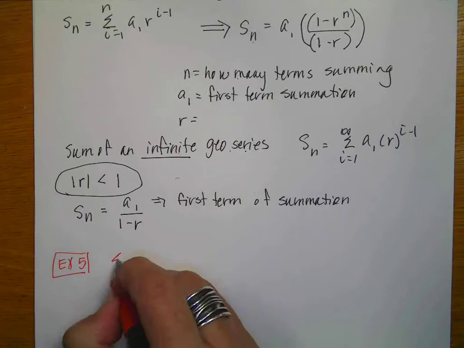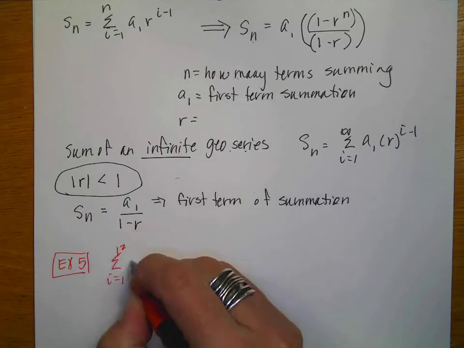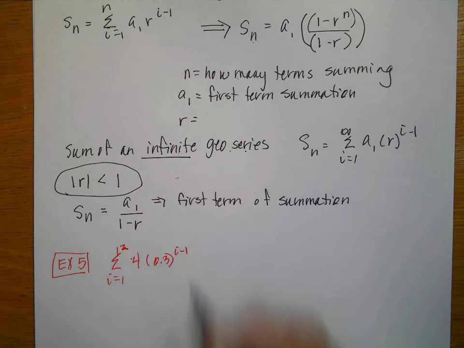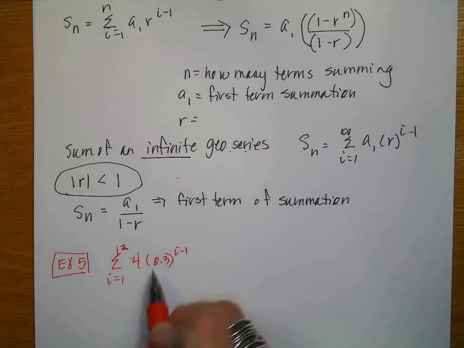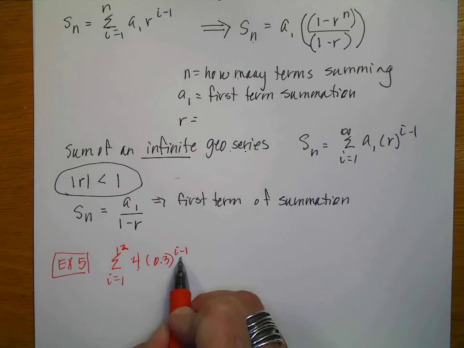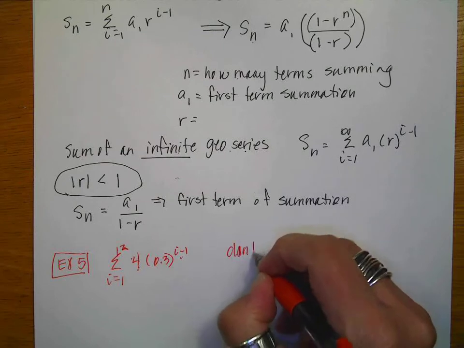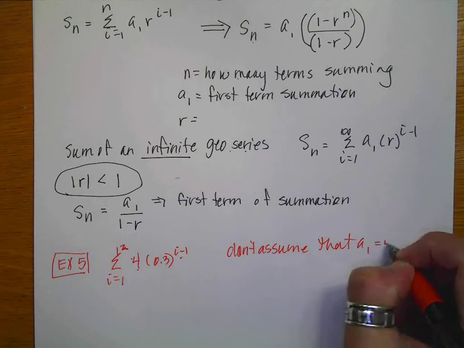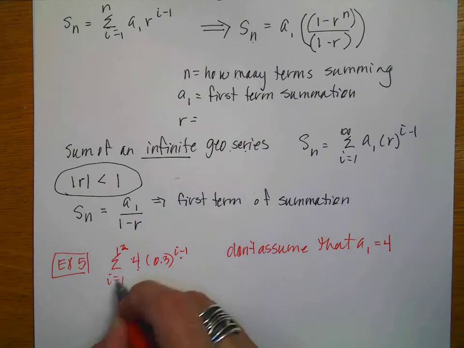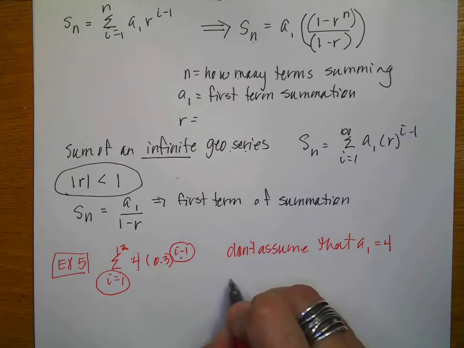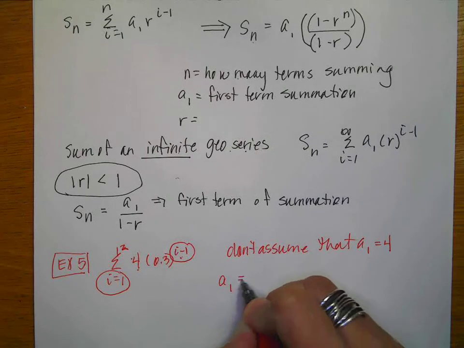So let's do an example. I think we're on example number 5, and I want to sum i equals 1 to 12 of 4 times 0.3 to the i minus 1. Sometimes this is the first term, but depending on where you're starting, you need to actually do the math to figure out your first term. So you don't assume that your a sub 1 is going to equal that first term, because it depends on where we start and what the rule has here.